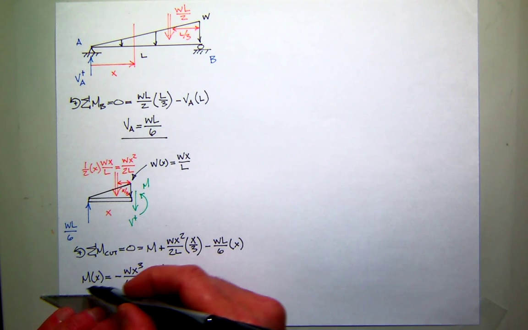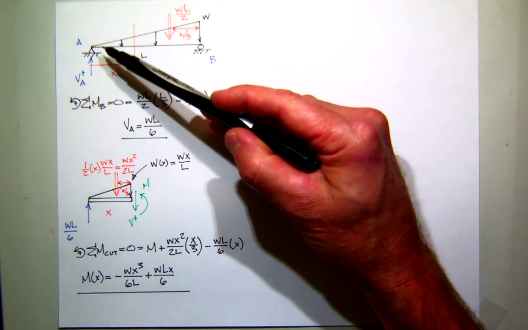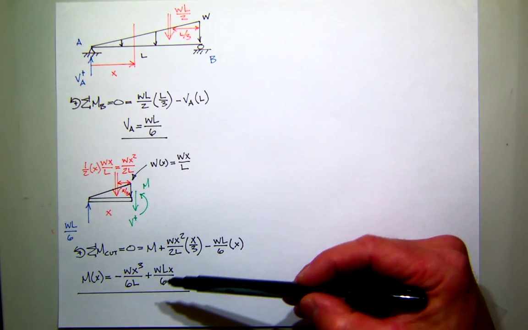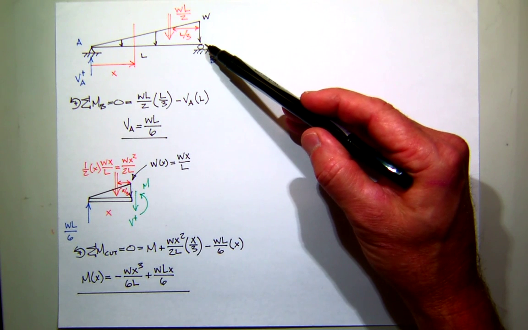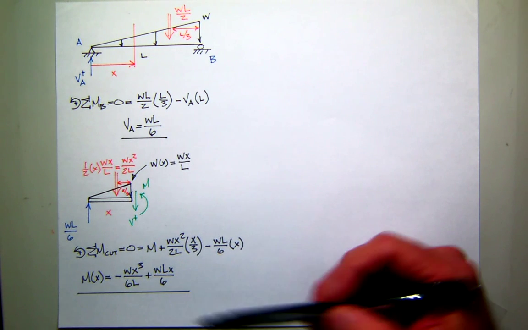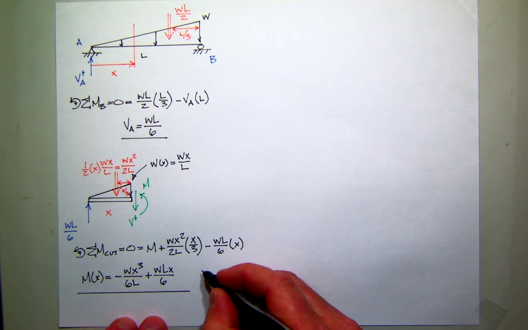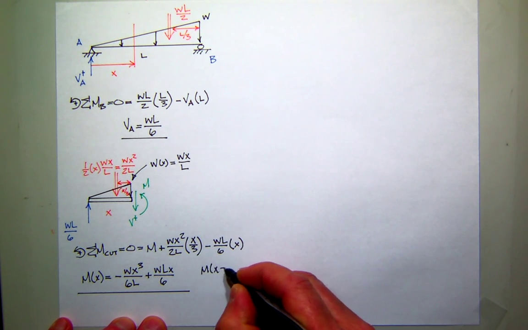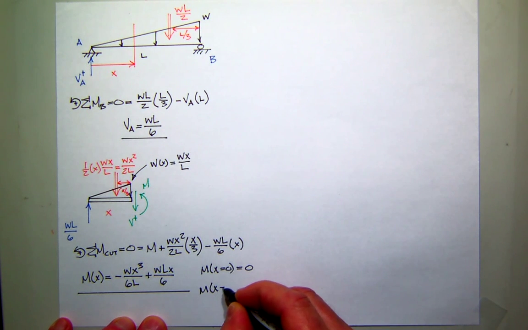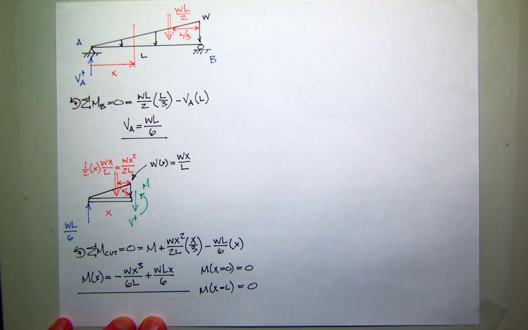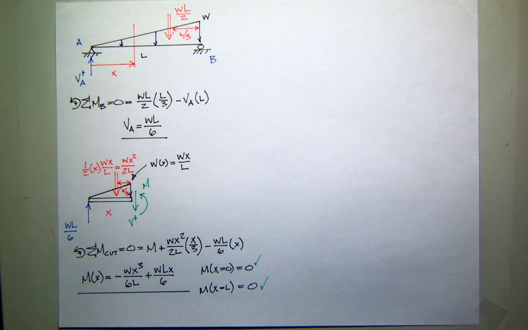Now, before we go any farther, I think we should check this equation. So we know, what is the moment at A? 0. So if I put in x equals 0, what do I get? 0. What is the moment at B? 0. And that's at x equal L. So I put in x equal L, and what do I get? 0. It works. So this definitely predicts that the moment at x equal 0 is 0, and the moment at x equal L is 0. So those both check. So I'm feeling pretty good about this right now.